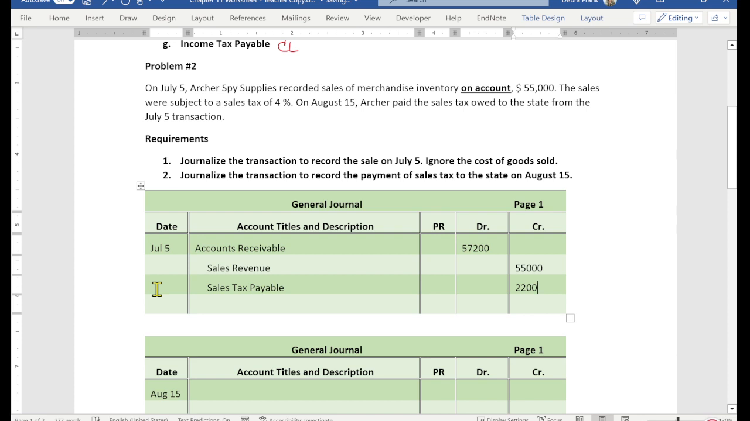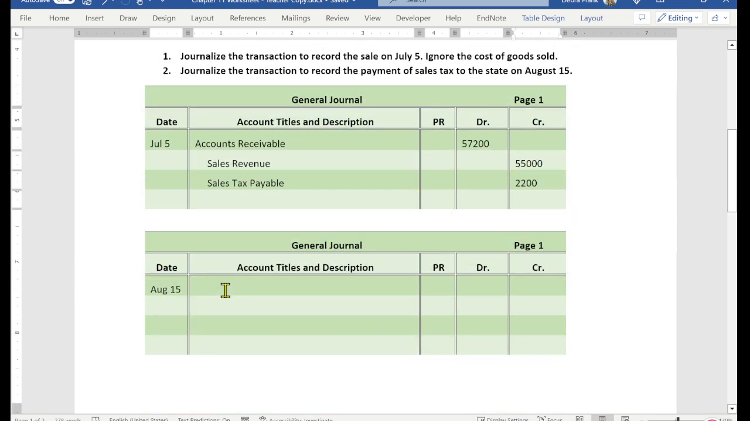And then we have now on August 15th, Archer pays the sales tax owed to the state from the July 5th transaction. So now the sales tax of 2,200 is going to be paid, turned over. What are they paying with? Cash, right? So we know our credit is cash. We can work in this reverse manner, and so cash is going down. What is going to be our debit? Well, we need to decrease. We no longer owe the state the sales tax because we paid them the cash. So we're going to decrease that sales tax payable from July 5th by that amount of 2,200. And there we go. There are our journal entries. Not too bad.